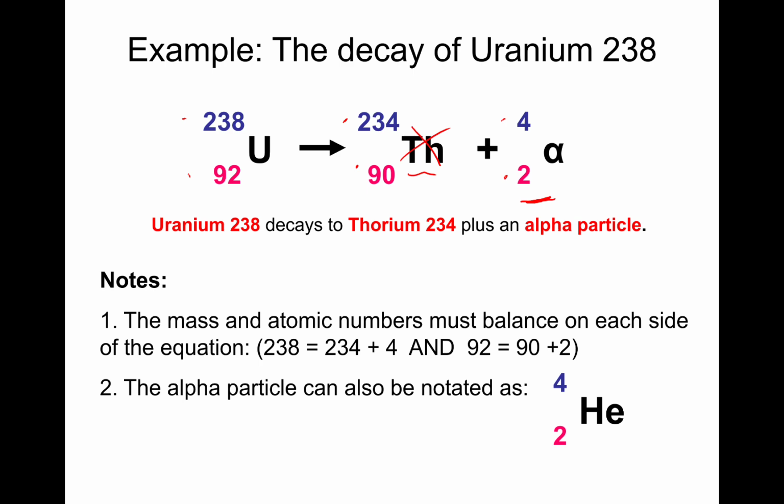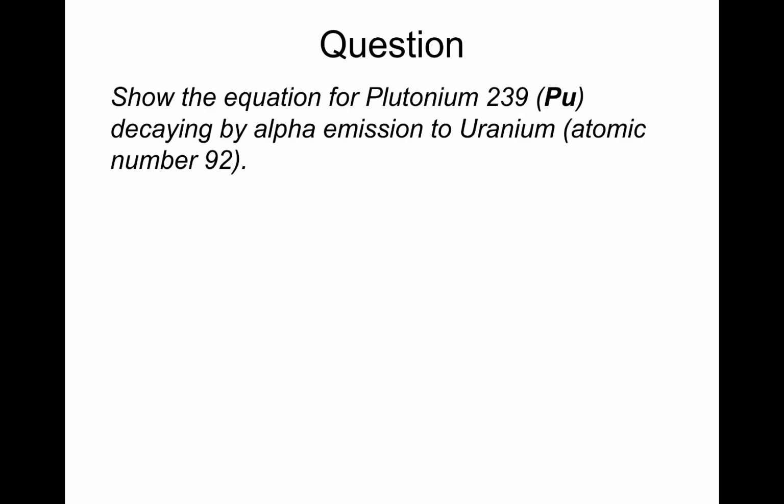Okay, let's move on. What I would like you to do, using your newfound knowledge, is to try and complete this question. If you want to pause and attempt this, that'd be great. Question: show the equation for plutonium-239, Pu, decaying by alpha emission to uranium, atomic number 92.